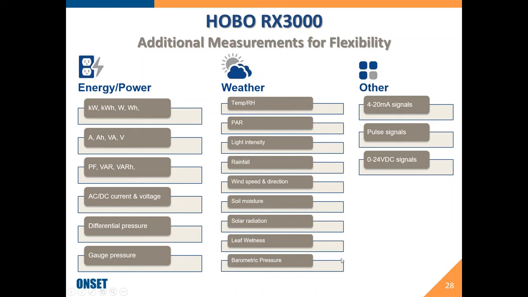The weather, of course, temperature and relative humidity, and any kind of weather station configuration that you'd like to maintain. And again, for general purpose, the 4 to 20 milliamp signals, pulse signals, and also up to 0 to 24 volts DC input signals from various sensors.